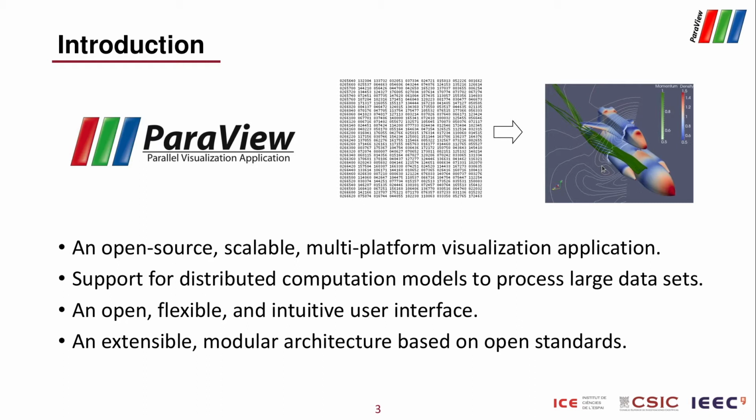So now we can start saying that ParaView is an open source, scalable, multiple visualization application to convert scientific data to scientific visualization. It supports distributed computation models and it can handle large data sets. It is open source, flexible, and it has an intuitive user interface. It's modular and its architecture is based on open source standards, so it allows parallel visualization applications.